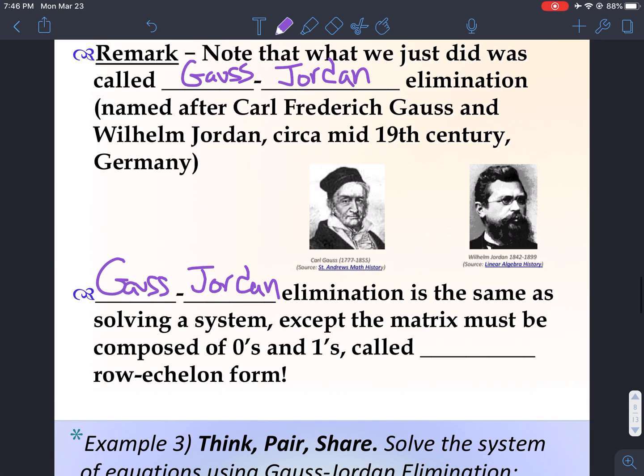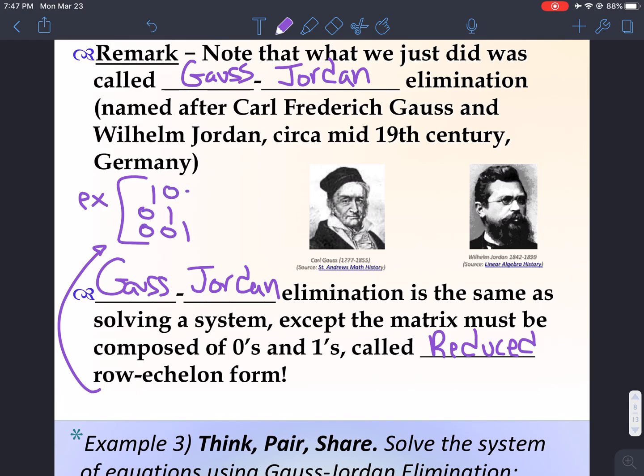Elimination is the same as solving a system, except that the matrix must be composed of zeros and ones. That is going to be called reduced row echelon form. Example: 1, 1, 1, 0, 0, 0, 0, 0, 0, 3, 4, 5. That's an example of an augmented matrix in reduced row echelon form. So zeros on the top of the diagonal and zeros on the bottom.